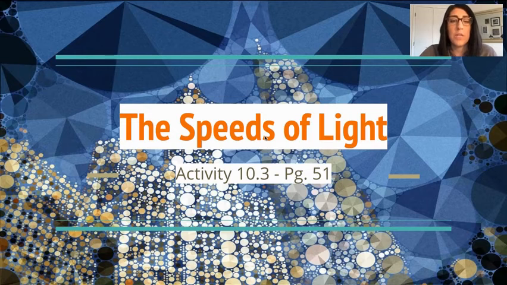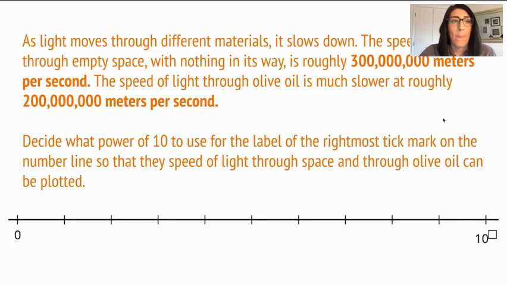So we're looking at the speed of light here. As light moves through different materials, it slows down. The speed of light through empty space with nothing in its way is roughly 300 million meters per second. We can write 300 million as 3 times 10 to the 8th. The speed of light through olive oil is much slower. It's roughly 200 million, which we can say is 2 times 10 to the 8th meters per second.